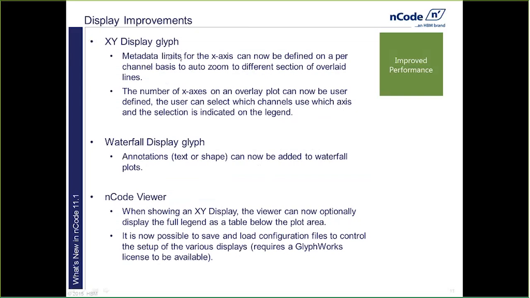In the XY display glyph, we now allow the X-axis definition to be defined on a per channel basis in terms of metadata limits. So you can automatically zoom to different sections to overlay different sections of data. Also, the number of axes on an overlay plot can now be user defined. It used to be either one or all of a separate axis. Now you can define the number of axes you want and apply different numbers of channels to different axes. And the legend now indicates in a better way which axis is relevant to which channel.